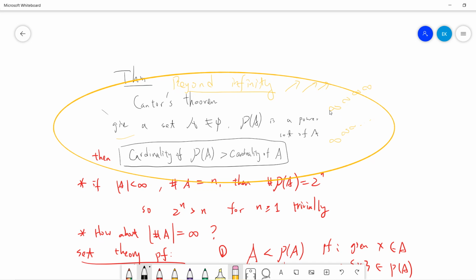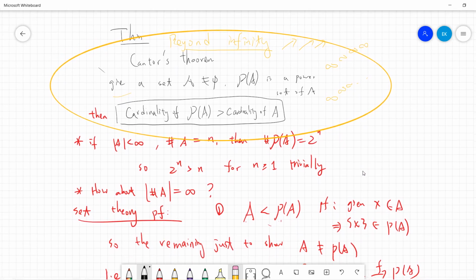You have one infinity and you take the power set, so you get two infinities, you can get three infinities, four infinities. So this is somehow a result that is controversial to your intuition. Okay, so let's give the proof.